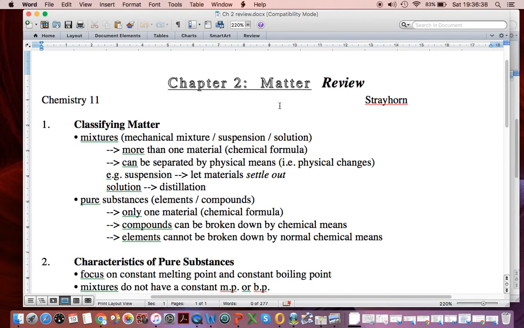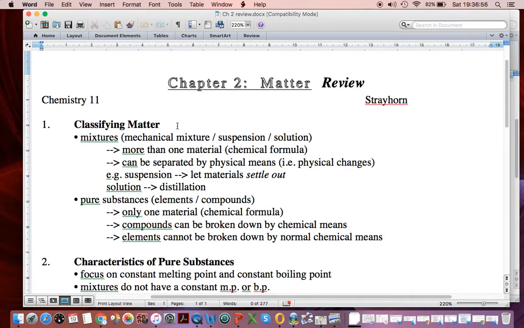Good day. As you can see, this is the Chapter 2 Matter Review. It gives you some information, like a table of contents of where to go in your notes for help. And remember, on Google Classroom, there are videos that echo what was said in the classroom.